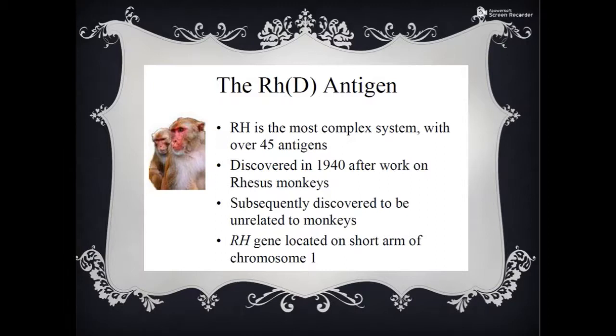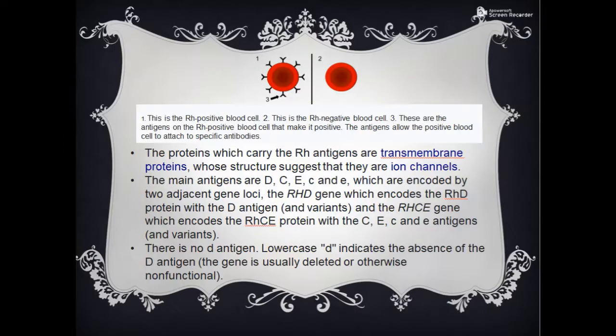Now, if you look into the genes of this, in the case of Rh positive, you will have the Rh antigen, or the RHD antigen, present on the RBC. And if you are Rh negative, the absence of this product of the RHD gene on the surface of the RBC is what is referred to as the Rh negative nature. Now, the proteins which carry the Rh antigens are transmembrane proteins, and their structures suggest that they mainly serve as ion channels.